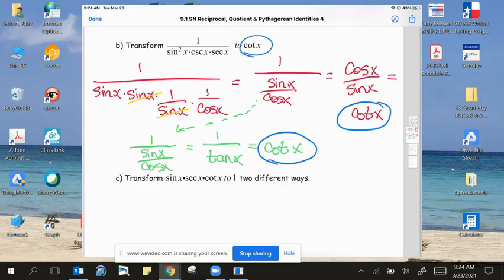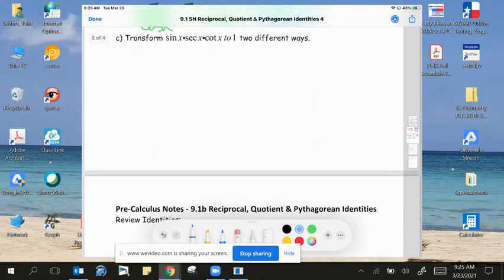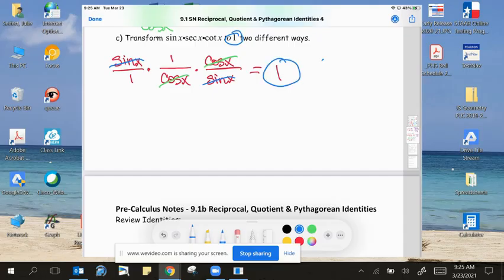So looking at C, it actually does ask us to solve this in 2 different ways. Transforming sine x, secant x, cotangent x into 1. Looks like a lot of stuff to equal 1. So let's figure out what's going on here. I'm going to leave that sine x alone, put it over 1. Secant is 1 over cosine x, and cotangent x is cosine x over sine x. Now, we start simplifying. A sine x divides out with a sine x. Cosine x divides out with a cosine x, leaves us with just 1. Check.